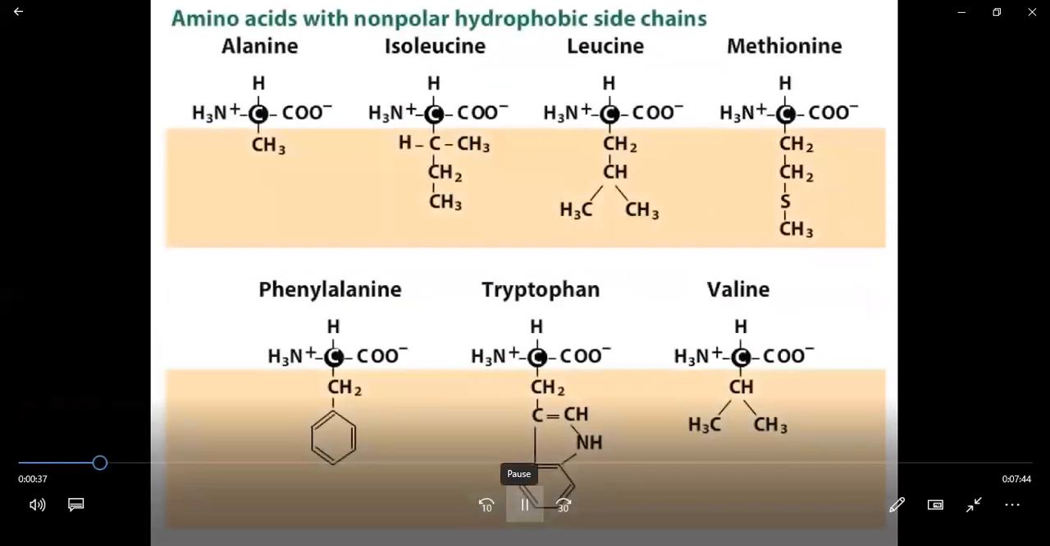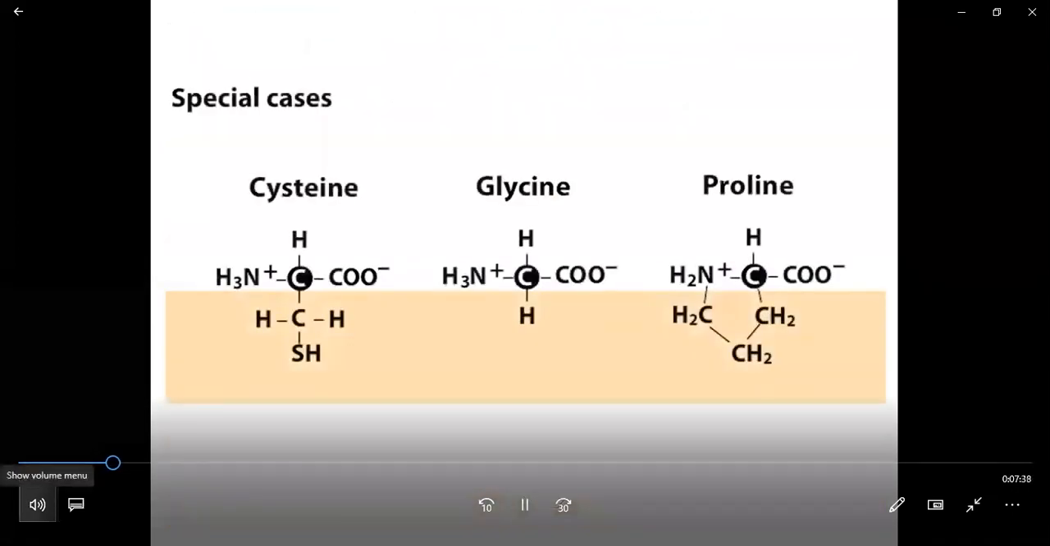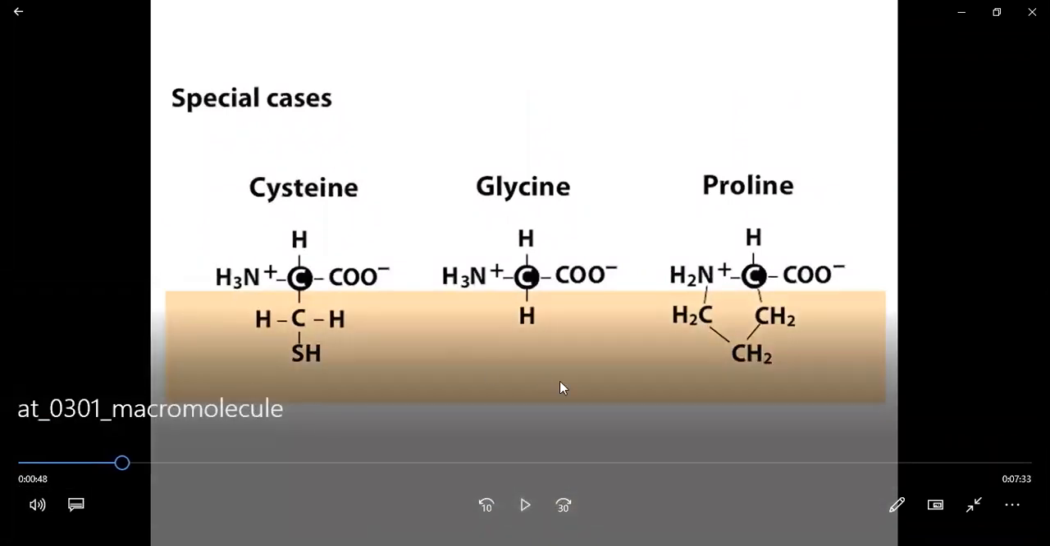Seven of the side chains are hydrophobic. Three of the side chains fall into a special case category based on their structural features. These three are special case amino acids.